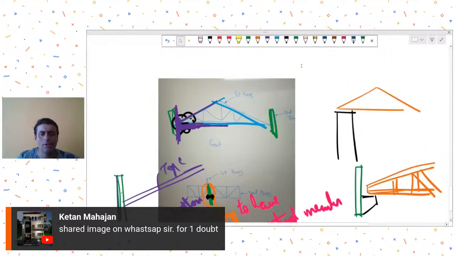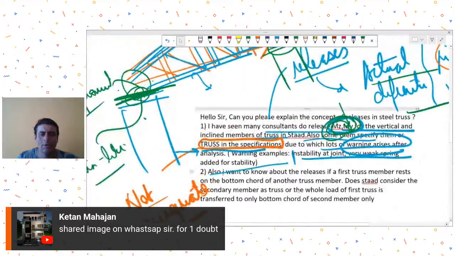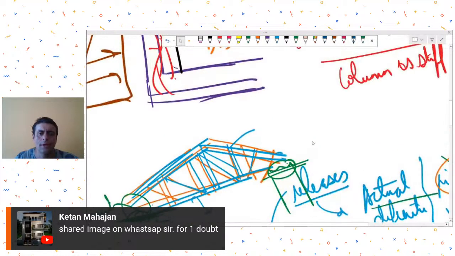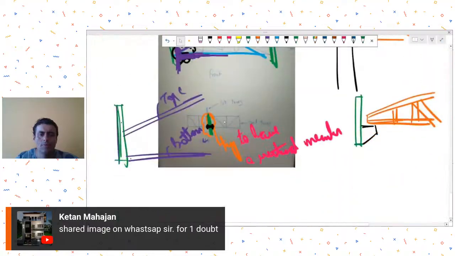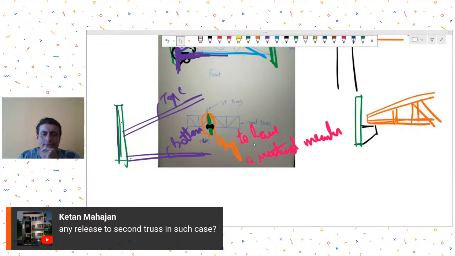Will STAAD do it automatically? No, you will have to tell STAAD what's happening, how you intend to connect it. Load transfer it will do as per your modeling, but specific connections you will have to tell the software. Any release to the second truss? No, it will all depend on where your second truss is resting finally. It will be a case to case specific situation. Where the second truss is connected, it will depend on that.